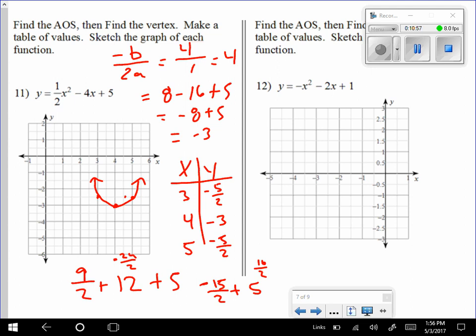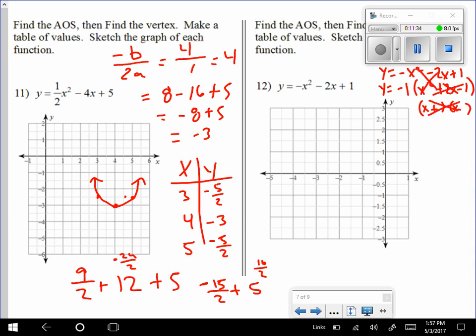Okay, we might actually be able to factor number 12. Let's check. So we have -x squared minus 2x plus 1. So let's try to factor out a -1. Still might not be able to factor this. So x and x got different signs. Anything that, nope, we're not going to be able to factor that.